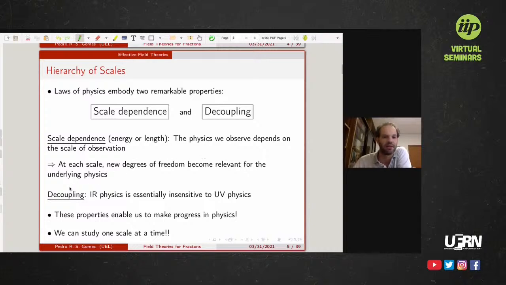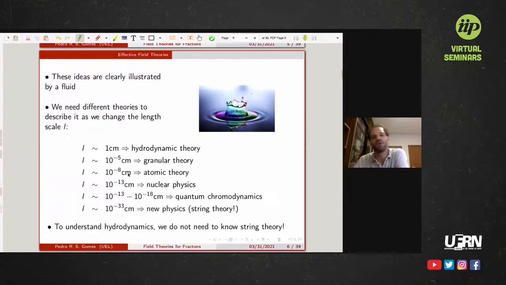Another important property is decoupling, which means that the infrared physics is essentially insensitive to UV physics. Okay, so these two properties actually enable us to make progress in physics in the sense that we can study one scale at a time. Okay, so let's consider, for example, a fluid, and let's characterize the scales involved in terms of a length scale L, and we can see here the hierarchy of scales.